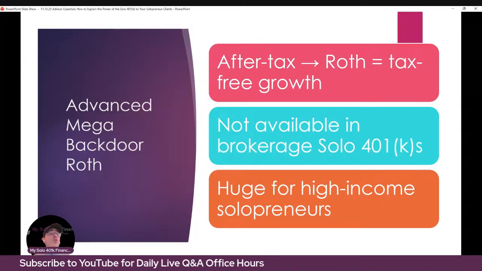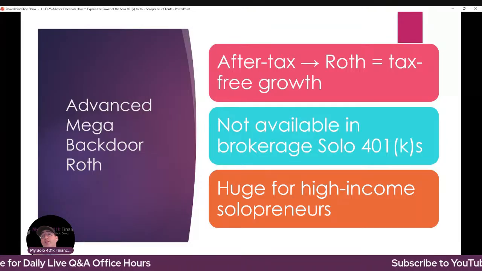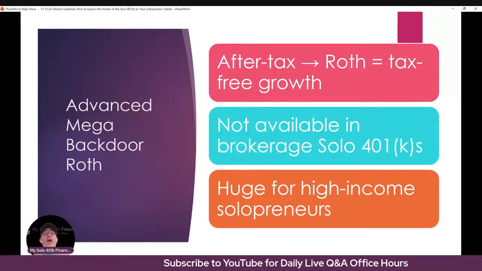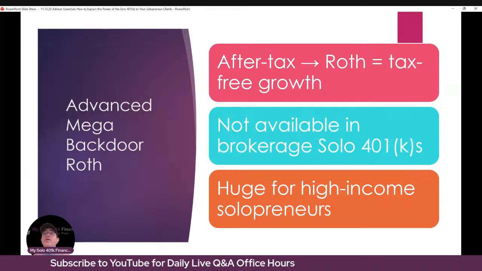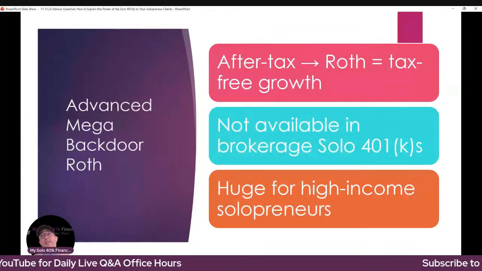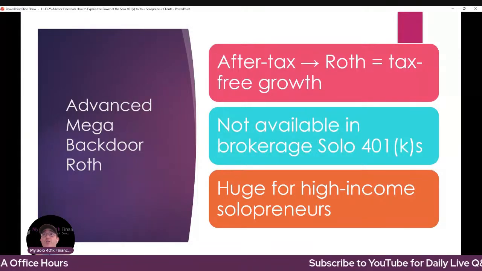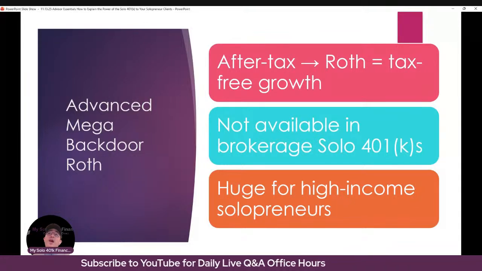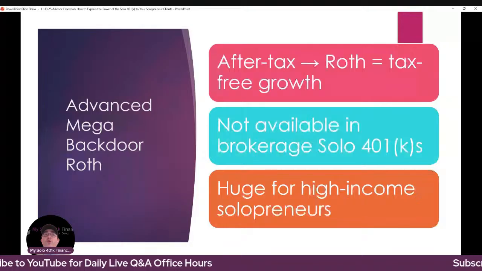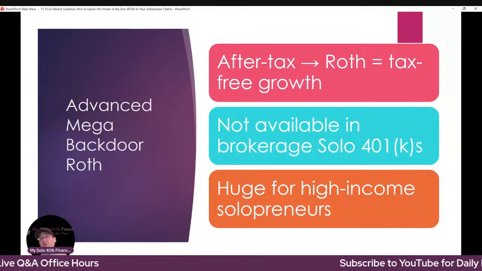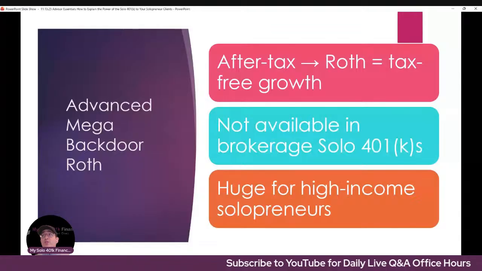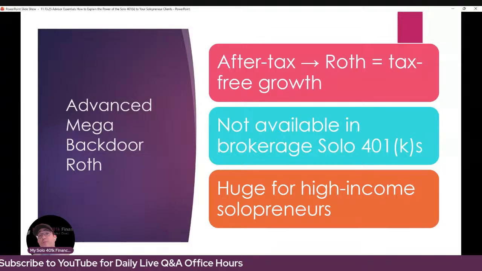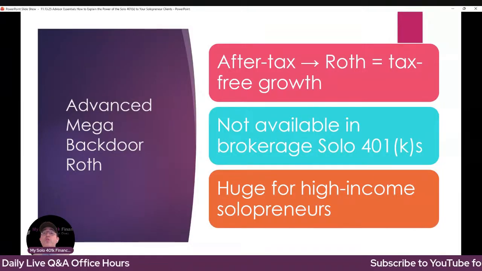So a mega backdoor Roth contribution, that's really a marketing term or an industry term. Technically, what you're doing is you're making a voluntary after-tax contribution, step one. So you need to have a solo 401k plan document that allows for voluntary after-tax contributions, which ours does. And then step two, you transfer those voluntary after-tax funds either to a Roth solo 401k or a Roth IRA. So now they can start to grow with that tax-free growth potential. So again, the foundation is you need the documents that allow for the mega backdoor Roth contributions, which ours do.